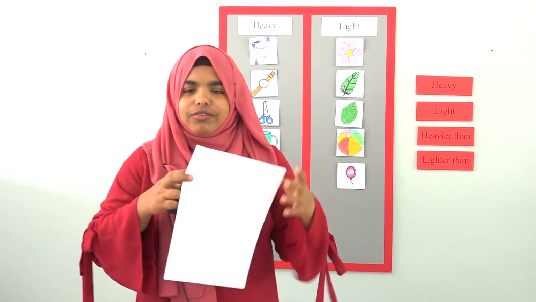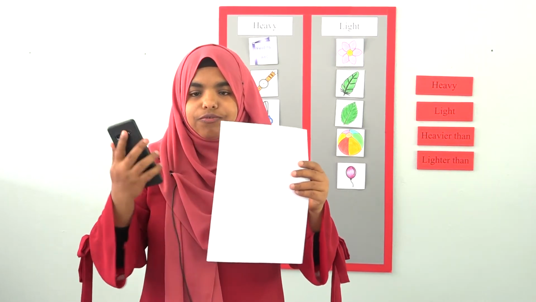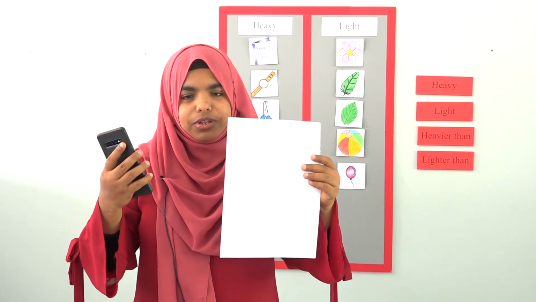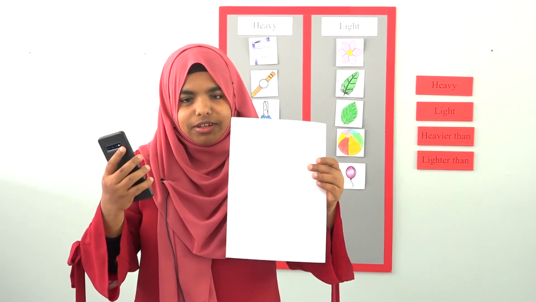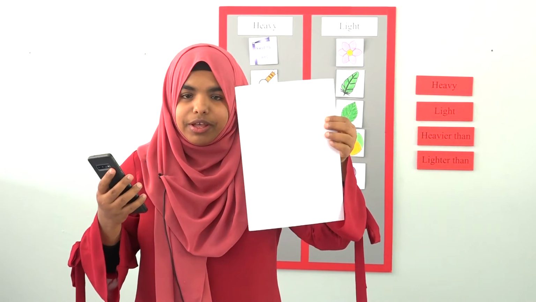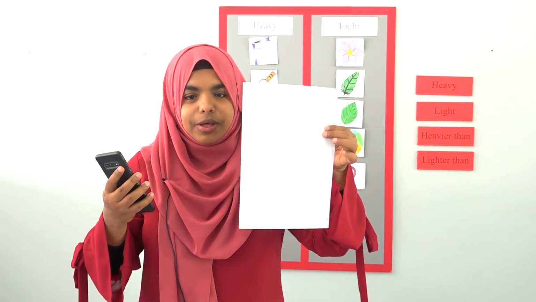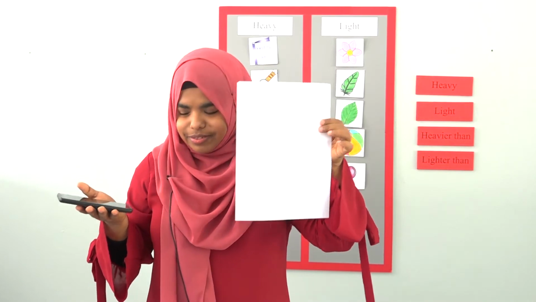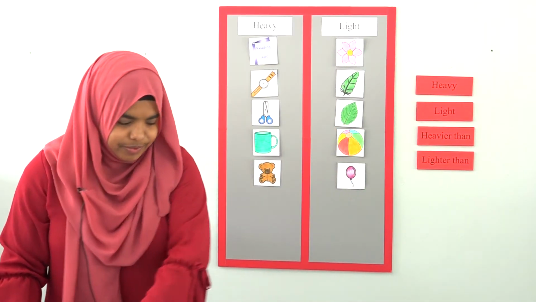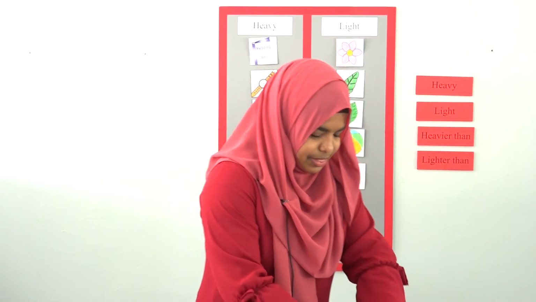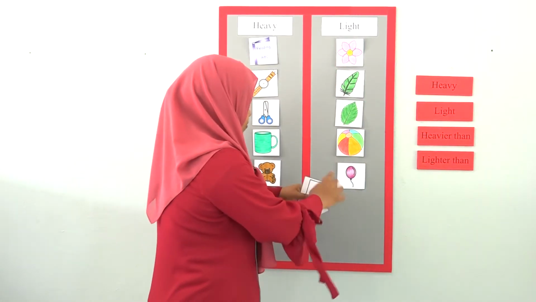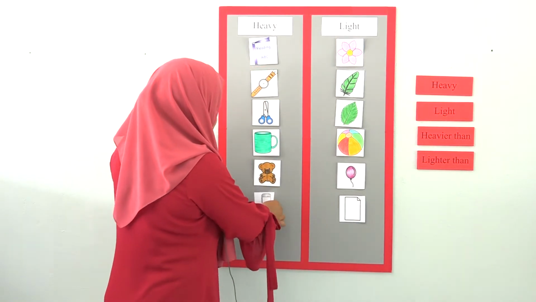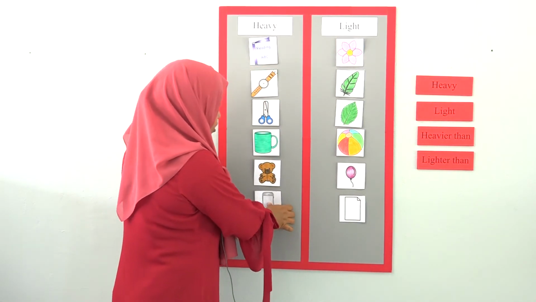Next, I have a paper and a phone. What do you think, students? Which one will be lighter? Yes, it's the paper. The paper is lighter and the phone is heavy. The paper feels light on my hand and the phone feels heavy.